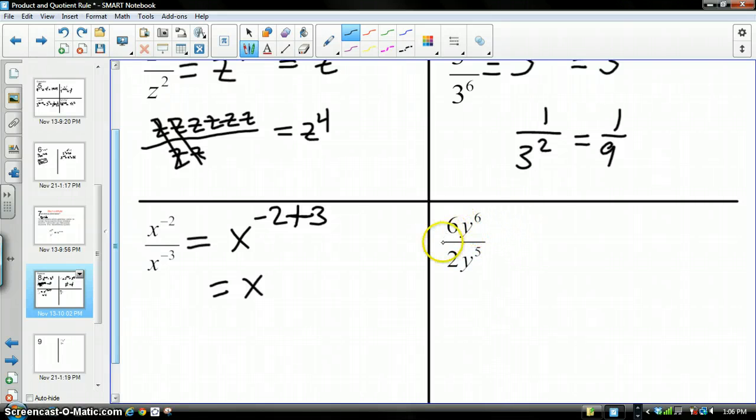So for this one here, we have a coefficient out in front. So we're going to take care of our coefficient. So we want to divide 6 by 2, which equals 3. And we have our y's left over. So y to the 6 minus 5. So our final answer is going to be 3y, because 6 minus 5 equals 1.